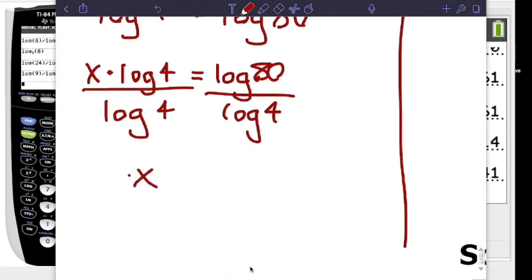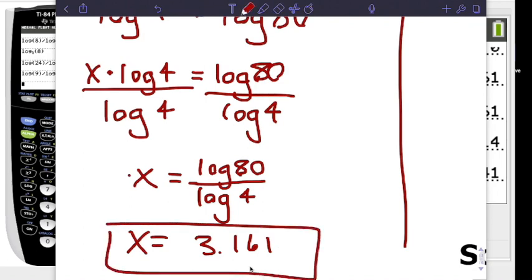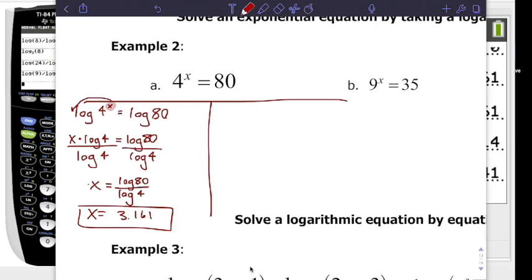And then from there, we'll go x equals just whatever the decimal of log 80 over log 4 is. You would just type that into your graphing calculator. Now, if you type that into your calculator, my notes here say that you get 3.1611, I guess. I'm not sure if that extra one's actually there, but something like 3.16, just about right there. And that is taking the log of both sides.